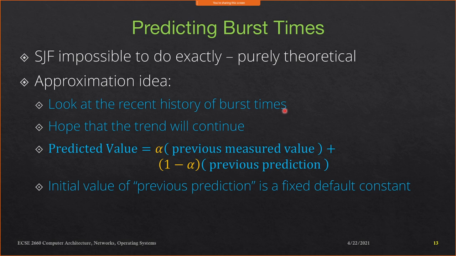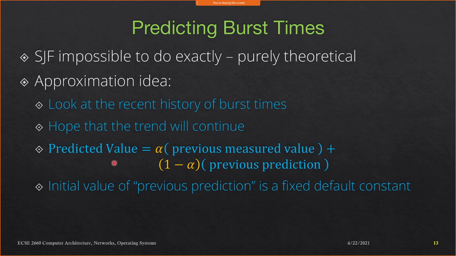So based on some recent history, we can do this prediction, and we can use that prediction as our number in the shortest job first criteria. It will work really well if the trend continues. If the trend changes, then we'll have to adapt our predicted value, right? So over the course of time, we'll have to keep adjusting it. So what is the predicted value of burst time going to be?